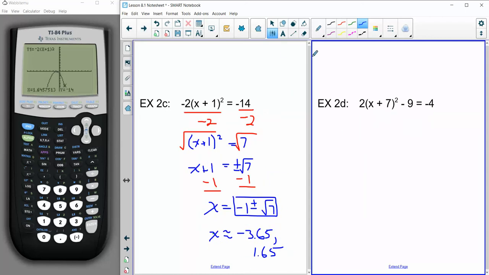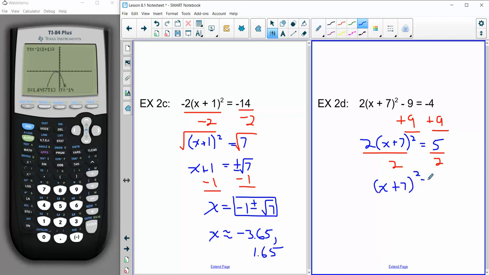I think we got one more of these. Bigger one. Let's add 9 to both sides. So what I'm doing right now is I'm trying to isolate this squared quantity of x plus 7. I'm trying to get it all by itself. Negative 4 plus 9 is 5. Let's divide both sides by 2. Ugh, this is going to be ugly. That'll give me x plus 7 squared equals 5 halves. And then let's take the square root of both sides.